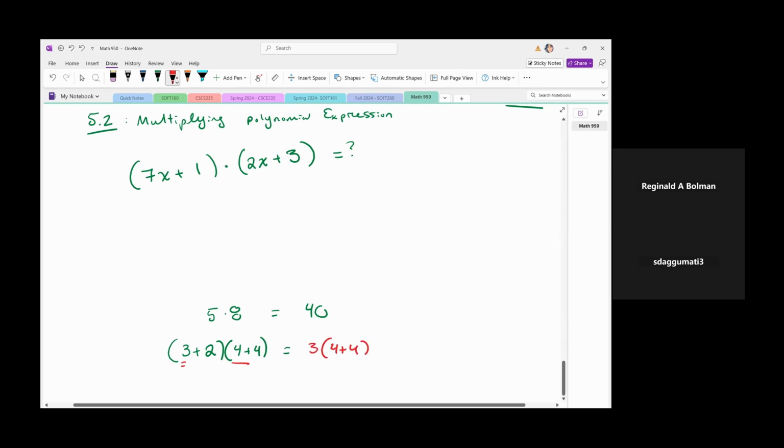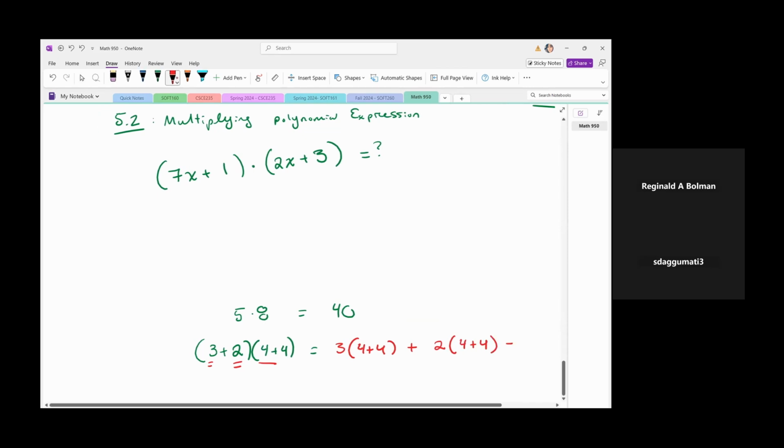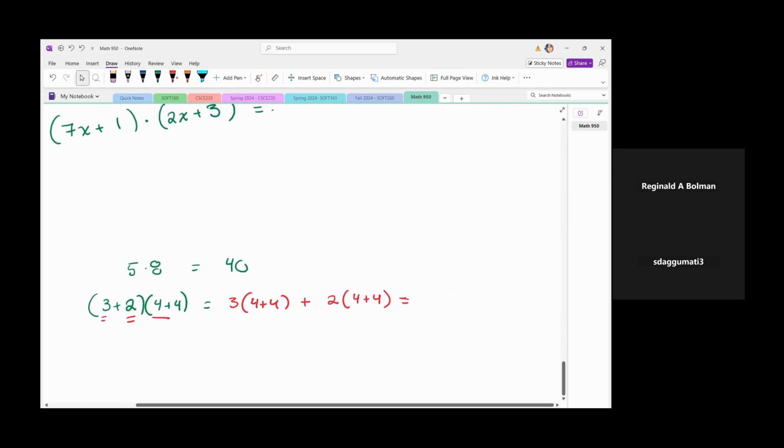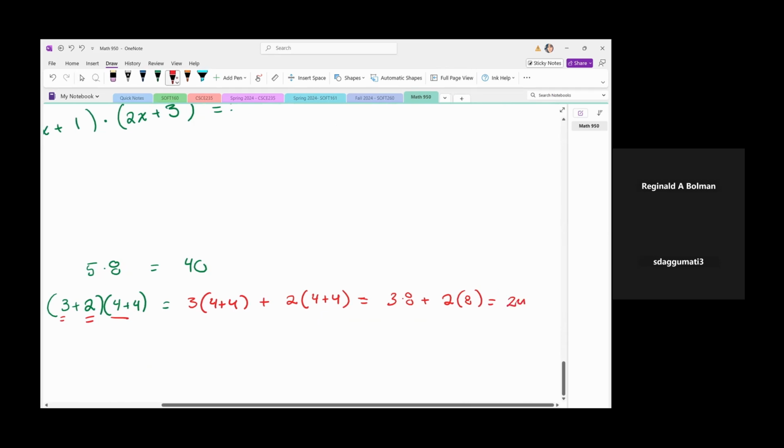So the answer is, if you had taken this first term and multiplied it with 4 plus 4, and taken this second term and multiplied it with 4 plus 4, this would indeed give you the answer of 40, because 3 times 4 plus 4, or 3 times 8, plus 2 times 8 would give you 3 times 8, which is 24, and 2 times 8 is 16. 16 and 24 is 40. All right. So that would indeed give you your answer.